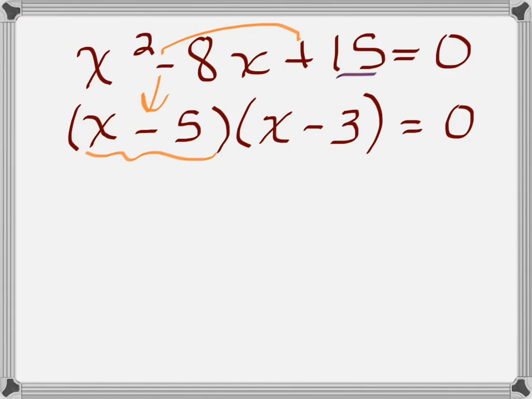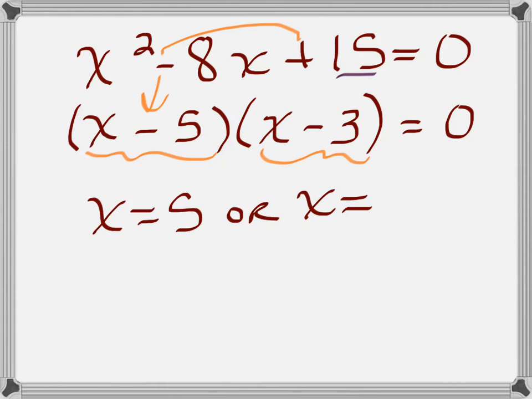The zero product property tells us that either the first term or the second term has to equal 0. So if the first term equals 0, then x is equal to 5. If the second term is equal to 0, then x is equal to 3. So these are the two solutions for our quadratic equation, where x is equal to 5 or x is equal to 3. These are the two places on the graph where, when the x value is 5, the y value will be 0, or when the x value is 3, the y value will be 0. This is also called finding zeros.